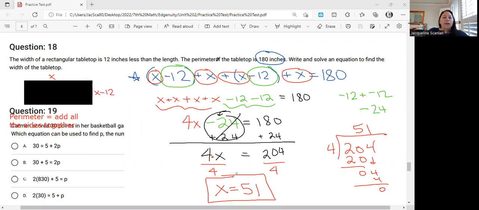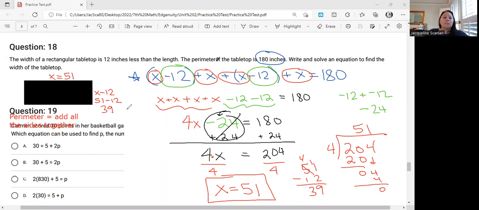So when I solved for x, what I figured out was the length. I found out that x, the length, is 51. And then I could find out what the width is by subtracting 12 from 51. So instead of doing x minus 12, I do 51 minus 12. And 51 minus 12 is 39. So I know that my width is 39.